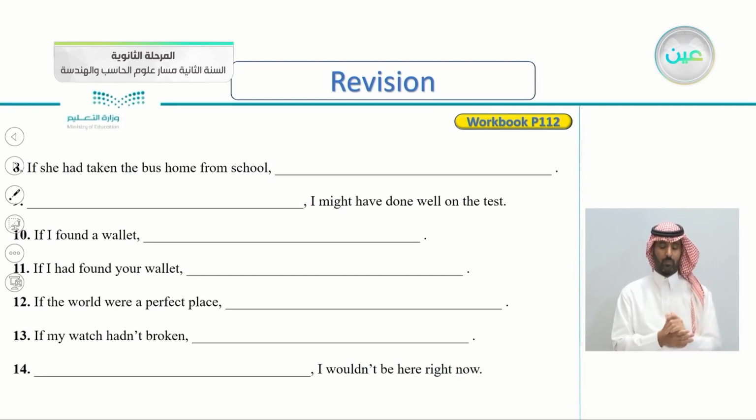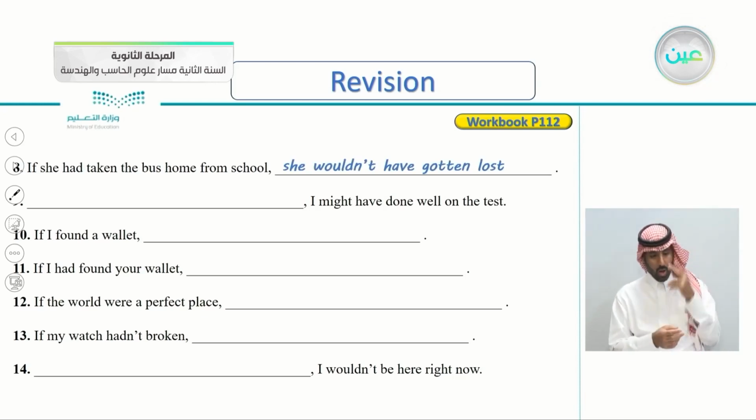Number 8, if she had taken the bus home from school. If she had taken the bus home from school, what would happen? Yes, she wouldn't have gotten lost. So she was lost. If she had taken the bus, she wouldn't be.